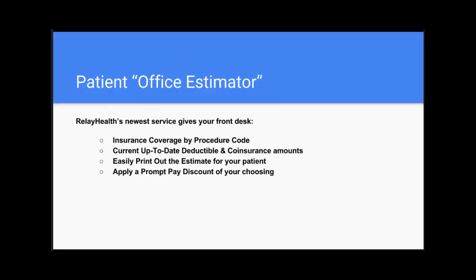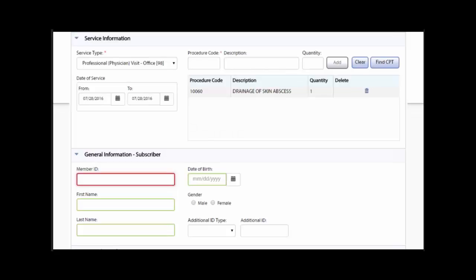And the patient office estimator will give you the up-to-date deductible and co-insurance. And then you can print out an estimate right from there for the patient, hand it to the patient, so the patient already knows how much it's going to cost for the visit or the procedure. And it does have an ability to add what's called a prompt pay discount. So you're asking the patients to pay perhaps what they're going to owe right up front, and you can offer them a discount, maybe 5 or 10% if they're going to pay that money up front.